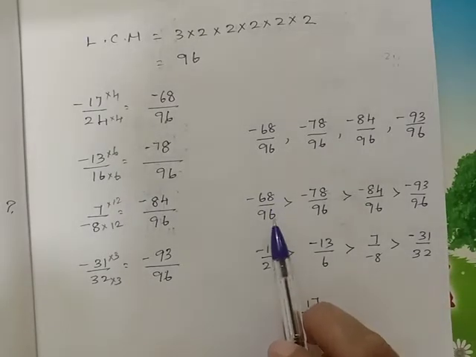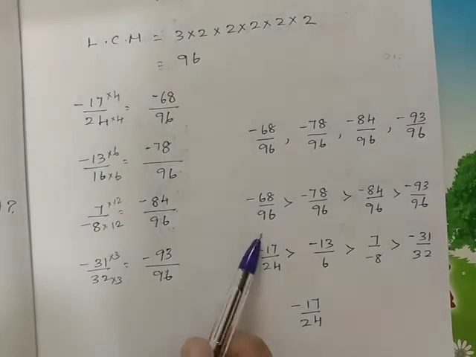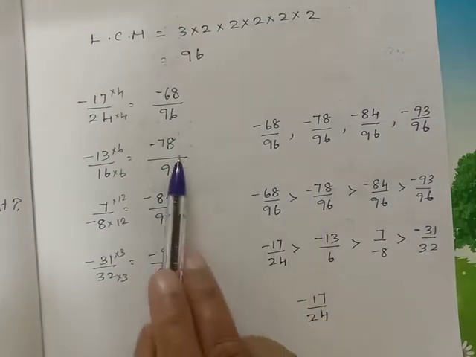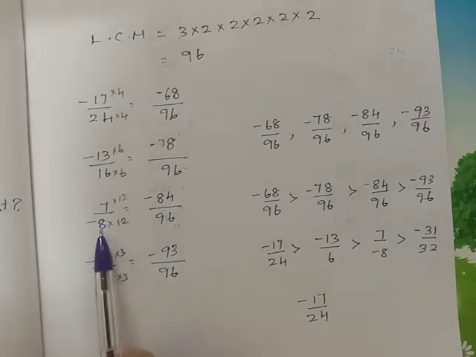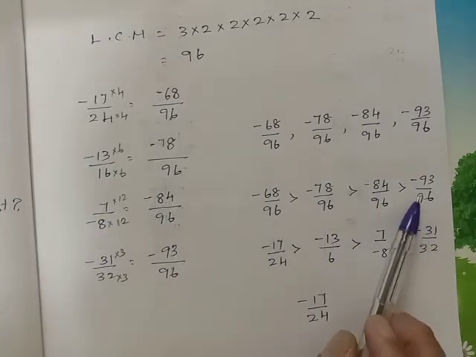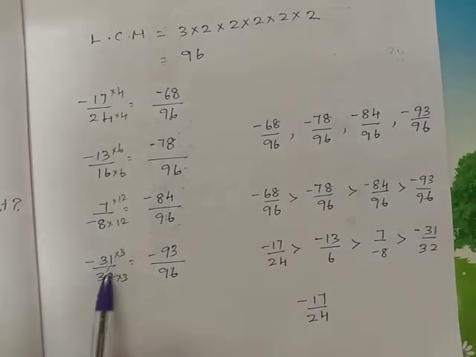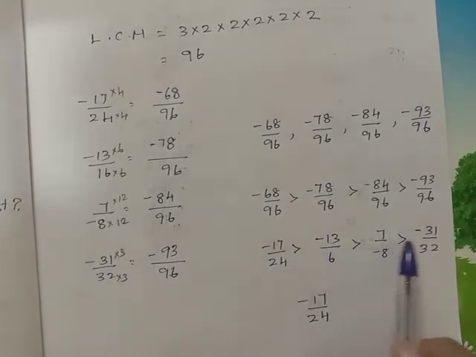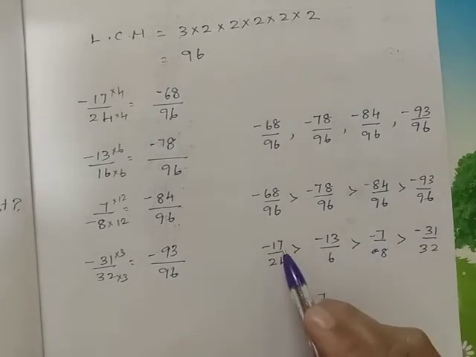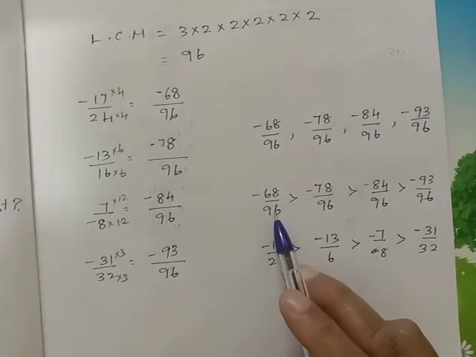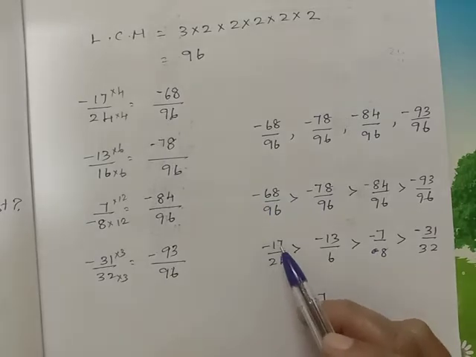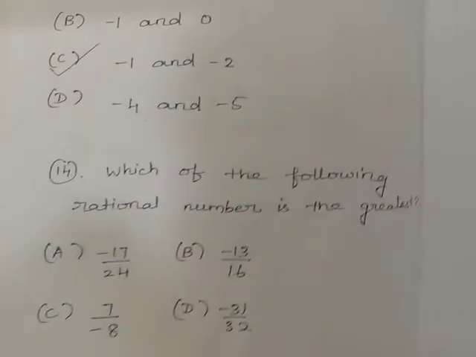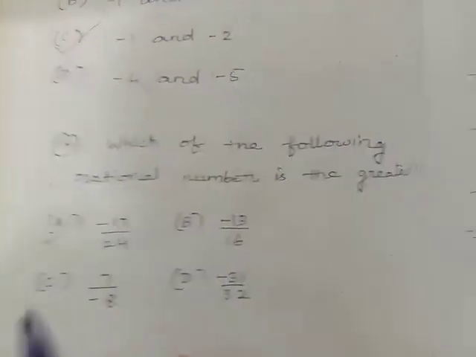So minus 68 by 96 belongs to minus 17 by 24. Minus 78 by 96 belongs to minus 13 by 16. Minus 84 by 96 belongs to minus 7 by 8. And minus 93 by 96 belongs to minus 31 by 32. So you just consider the numerators. Among the numerators, minus 68 is greater. The number belonging to minus 68 divided by 96 is minus 17 divided by 24. So minus 17 divided by 24, A is your answer.